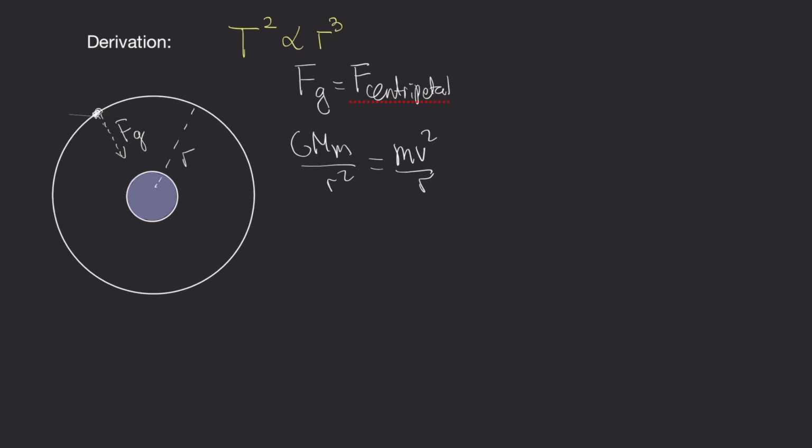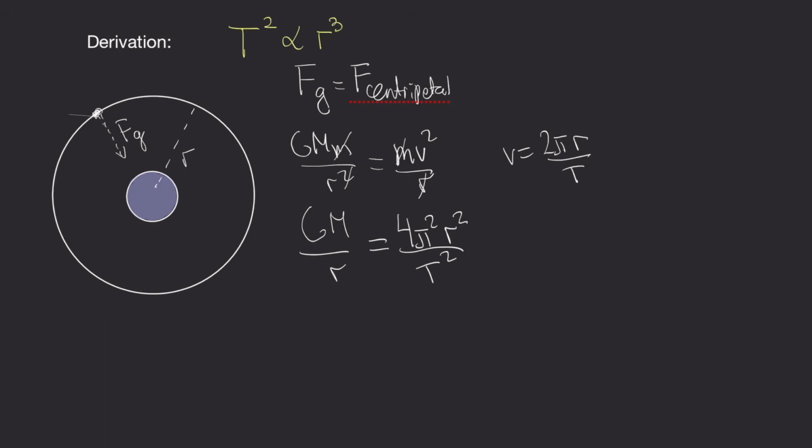You can also do this by setting GMm over r squared to be equal to just mv squared over r. Then how do we put the time period in if we use this equation? The two methods are really equivalent, just a different way of arriving at the same thing. Well, v is just equal to 2 pi r divided by T. Okay, well, let's tidy this up a little bit. So this here is going to cancel. So I'm going to get GM over r is equal to v squared. Now, v squared is just equal to 4 pi squared r squared divided by T squared.